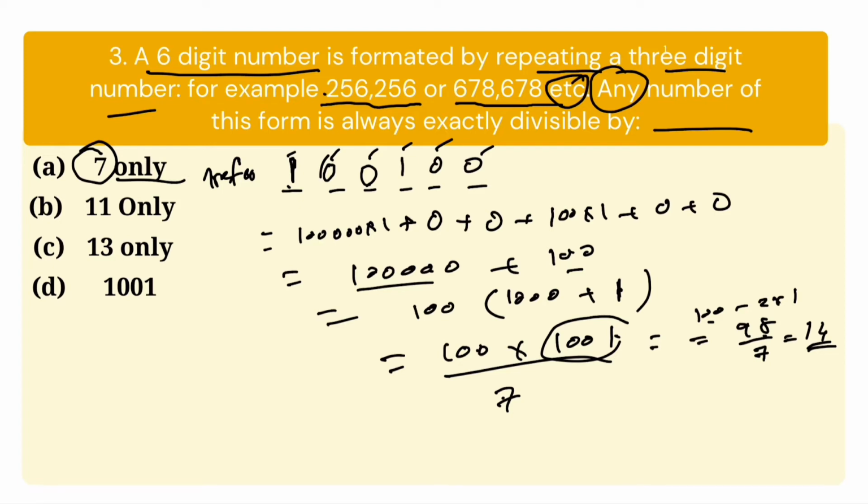Okay, so option 1 is true, but they have given "only" here. So we don't know whether it is only divisible by 7 or not. So let's check the other options.